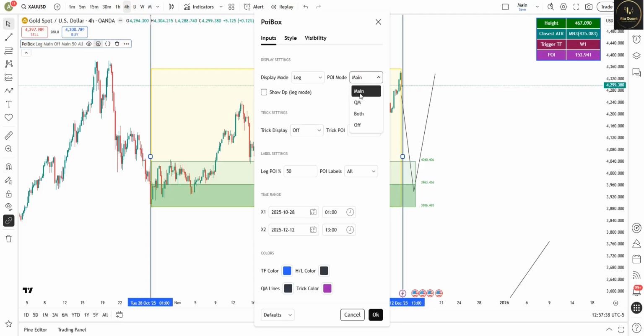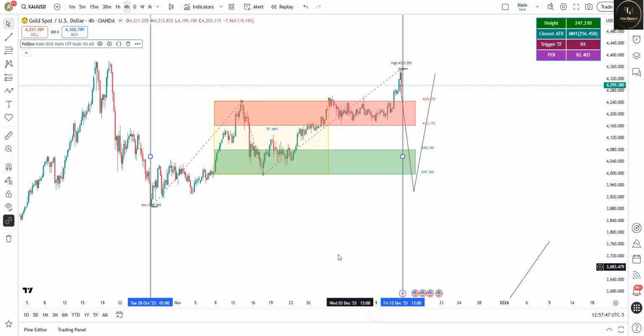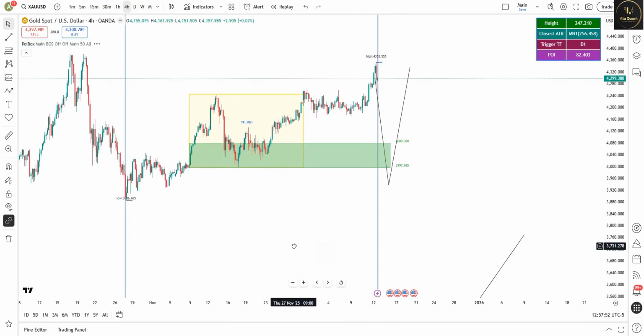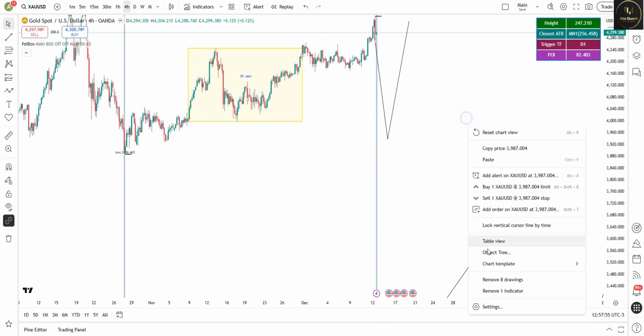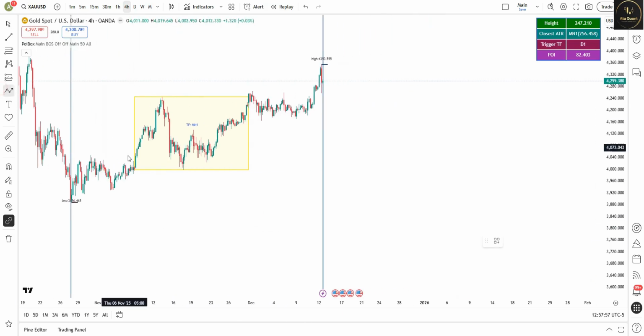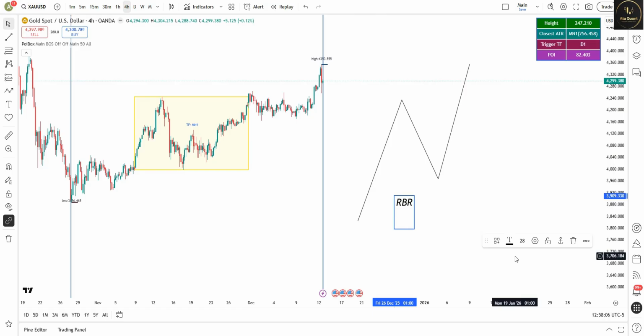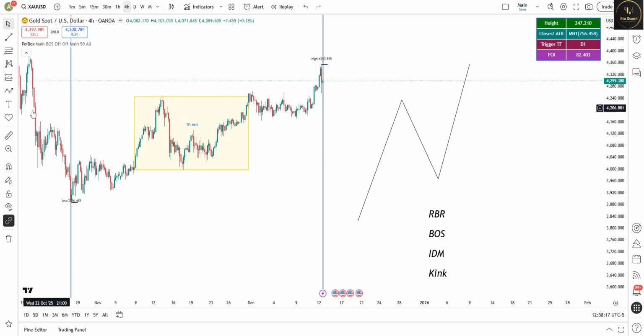Another option available is that you can use the main BoS mode. In the main BoS mode, which I will now show you, let me turn all of these visual elements off for a moment so that you can clearly see just the designated zone. Typically, when you are looking to display an RBR, we also refer to this pattern as a rally-based rally formation. It's also called ROYAR. There are different terms. It's called RBR, BOS, IDM, all these names that exist. It's also called kink or trading knot. All these names are correct. Now, we say that we divide this into 3 legs. We call this leg A.